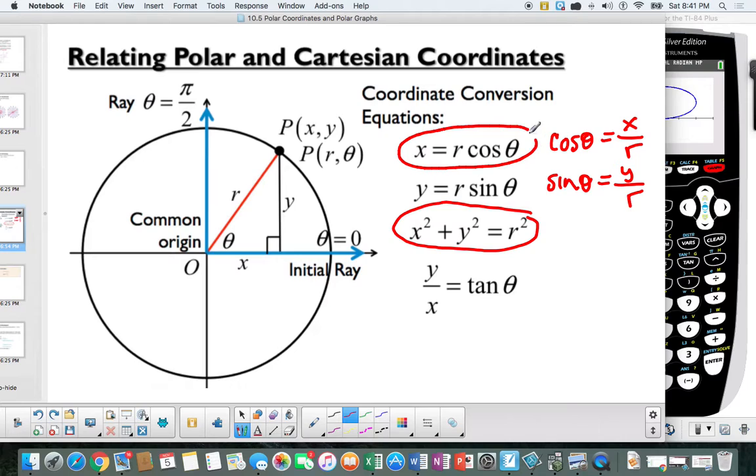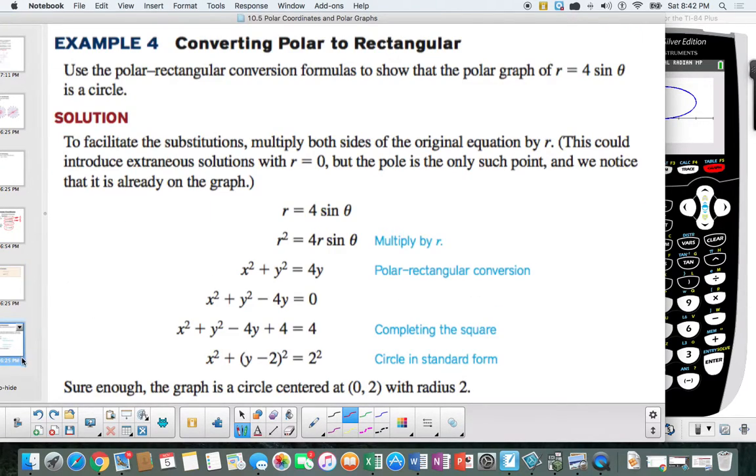So it gives us a formula to convert. And again, tan of theta is opposite over adjacent, and here's our other conversion formula. So these have to be memorized. Now let's take a look at how we would convert something like this into rectangular. And the idea for this particular problem is to multiply by r. If you multiply by r, then we're going to get this, and we can convert it to a y, and then convert r squared into x squared plus y squared. We're going to bring the negative 4y over, complete the square, and you can see we get a circle.